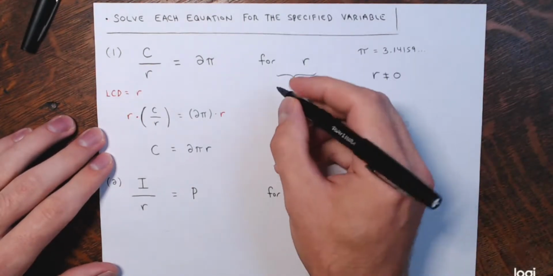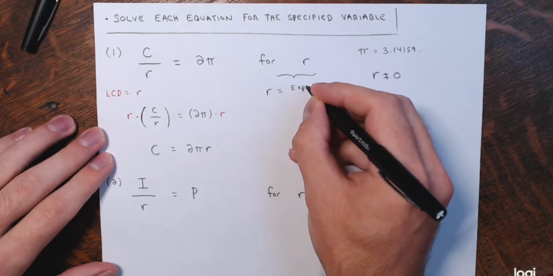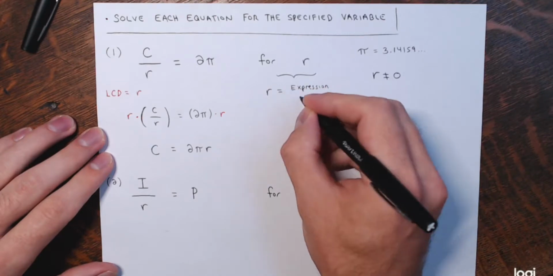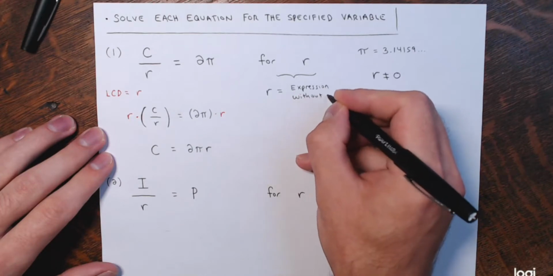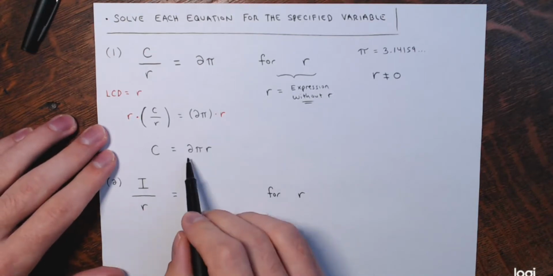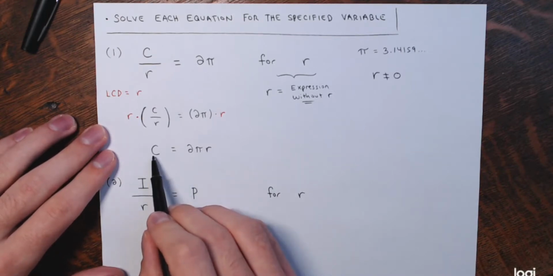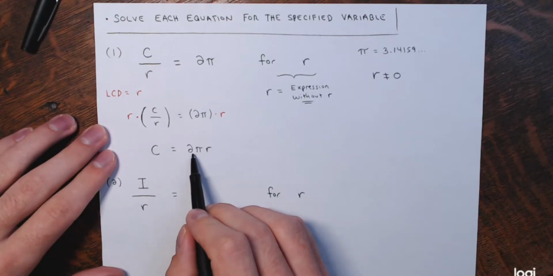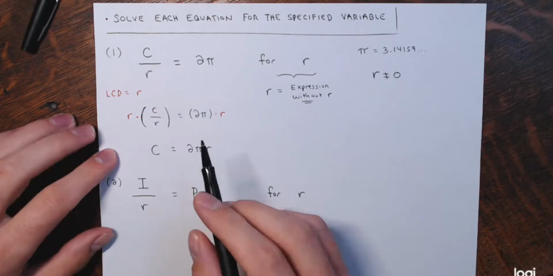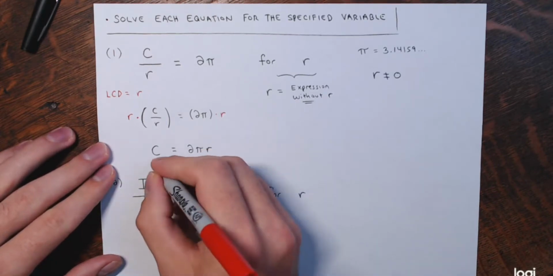If I want to solve for R, that means we want R equals, and then some expression without R, some expression that doesn't have R on the other side. Well, here I have 2 times pi times R. All the terms with R are on the right side. Terms without R, which is just this C, are on the left side. So just get R alone here. Take this coefficient of 2 pi and divide by 2 pi on both sides.